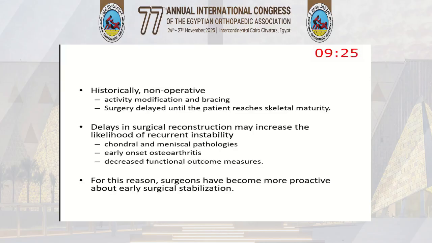MRI. Historically, it was usually treated non-operatively by activity modification and bracing, and surgery delayed until the patient reaches skeletal maturity. Delays in surgical reconstruction may increase the likelihood of recurrent instability with chondral and meniscal pathologies, early onset osteoarthritis, and decreased functional outcome measures. For this reason, surgeons have become more proactive about early surgical stabilization.